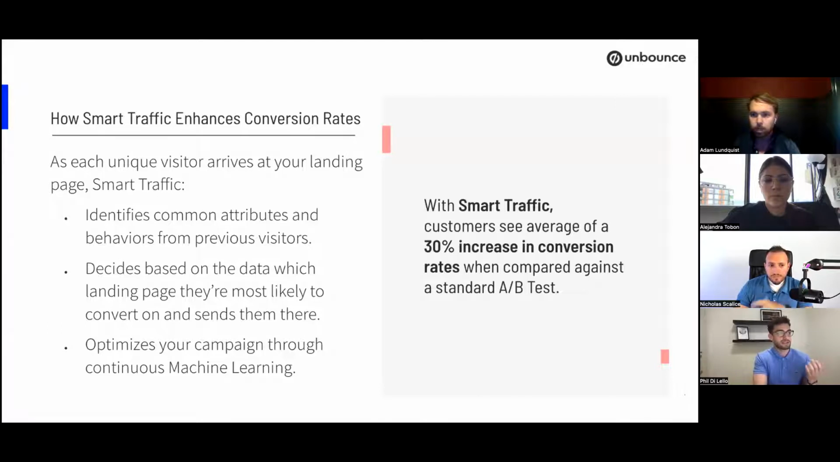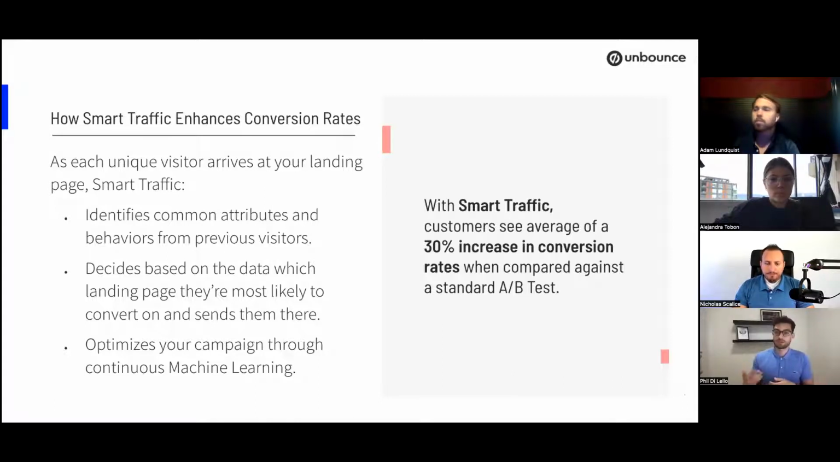Smart traffic enhances conversion rates because every time a new unique visitor comes to your landing page, it does three things. One, it identifies common attributes and behaviors from previous visitors, and we'll go over what those variables are in a second. Then it decides, based on that data, which landing page they're most likely to convert on and sends them there. And finally, it continuously optimizes your campaigns using machine learning. Whether I convert or I don't, it's considered a win for smart traffic because it has a new data point to help with optimization and identifying specific trends.